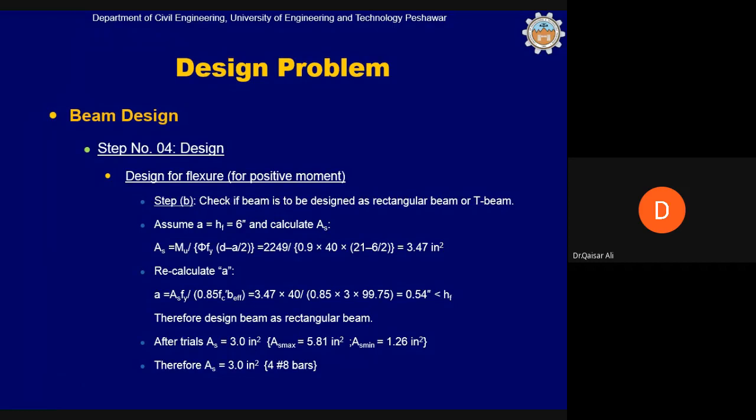Then we have to decide which bar is to be used. There can be many options. In this particular case, we use number 8 bar, whose area of steel is 0.8 square inch. So we will divide 3 by 0.8, and when we divide this, 3.75 bars are required. We will round this to 4 bars, and 4 bars will have an area of 4 into 0.8 square inch, 3.2 square inch. So 3.2 square inch will be the actual area of steel placed for positive bending moment.